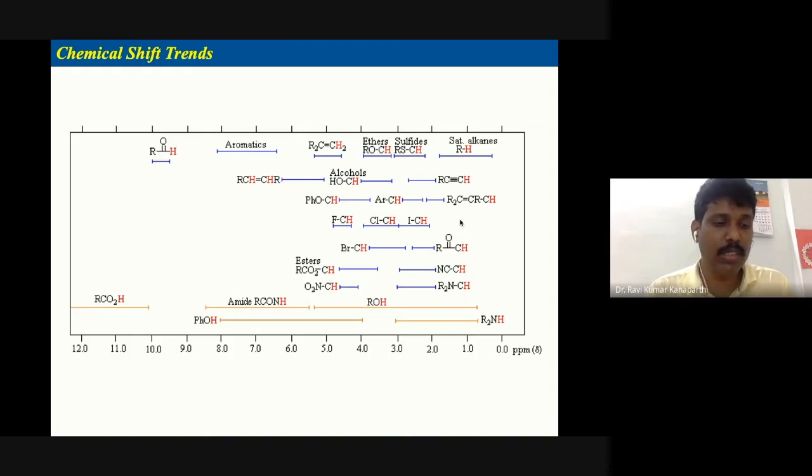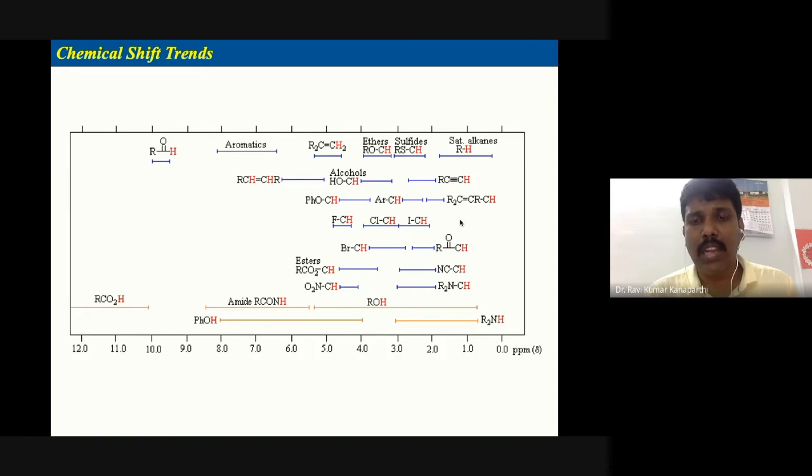Let me come to the discussion of chemical shifts and how these chemical shifts actually follow. Is there any way that I can remember the chemical shift values? That is the discussion I'm going to have today. For organic molecules, let's start with saturated compounds like alkanes. The chemical shift values of alkanes can be anywhere between 0.2 and maybe 1.2. Sometimes it will go up to even 2 also.